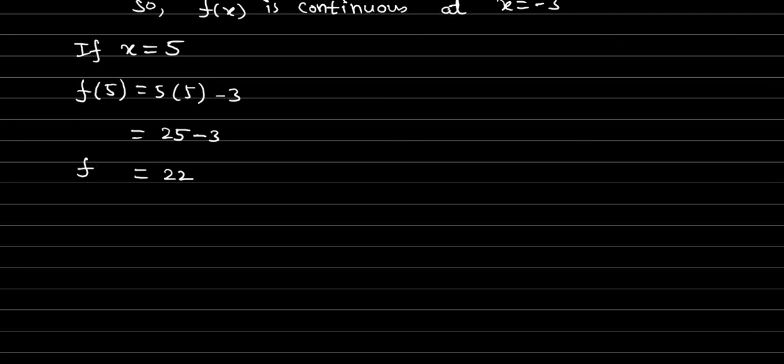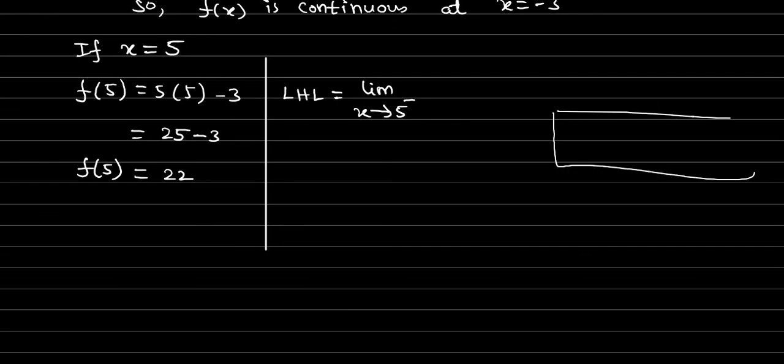So when x takes exactly 5, we are getting the result 22. Now the close values of 5 also we need to find out, both on the left-hand side as well as on the right-hand side. Now for the left-hand limit, x is approaching 5 from the left side. When x approaches 5 from the left side, how many real numbers do we have?